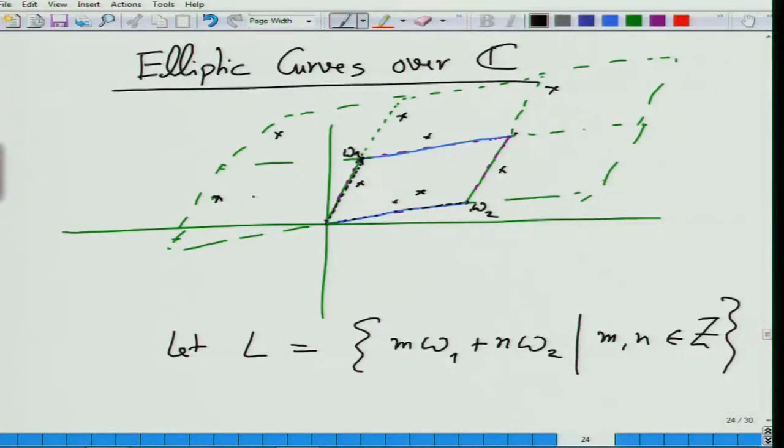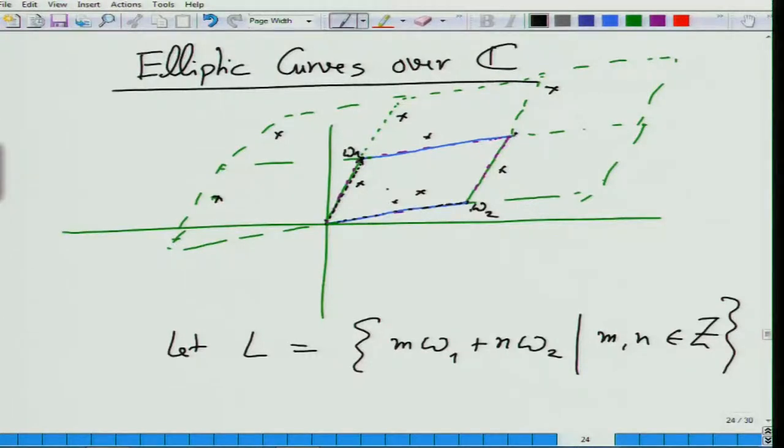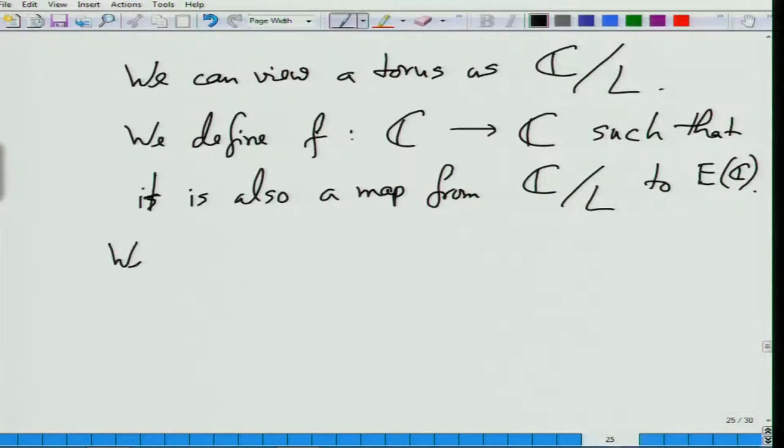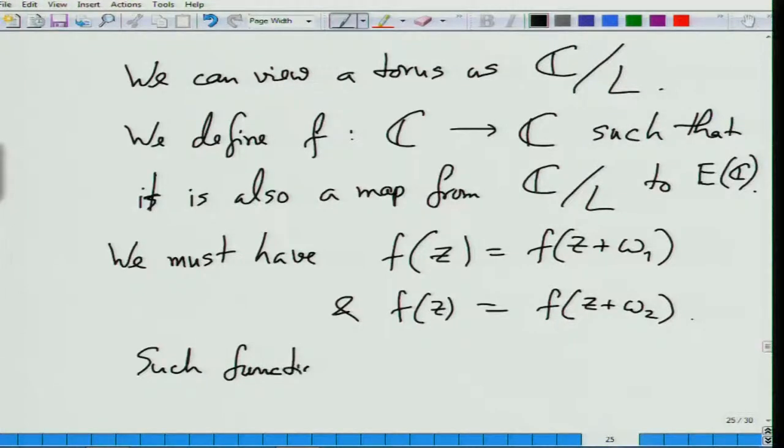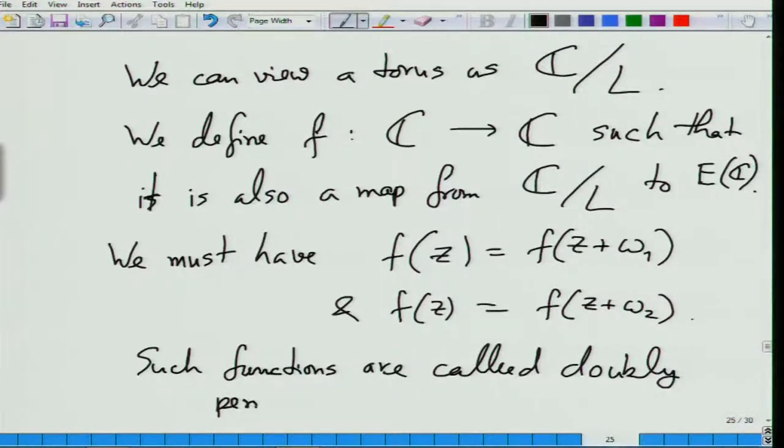In fact, it is more than periodic, because periodic is typically along one direction. That is, if f of z equals f of k plus z, then it is periodic with period k. But this function actually has two periods. So if these are omega 1 and omega 2, then we must have f of z equals f of z plus omega 1, and f of z equals f of z plus omega 2, for all z. Such functions are called doubly periodic. So that is the minimum we will need.